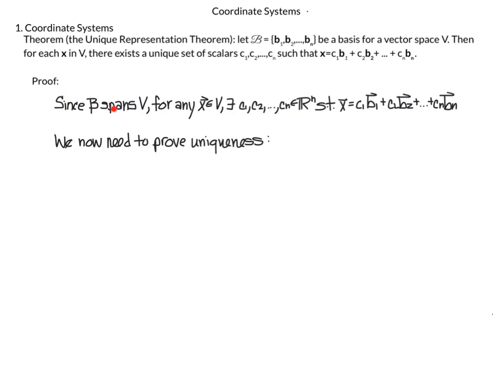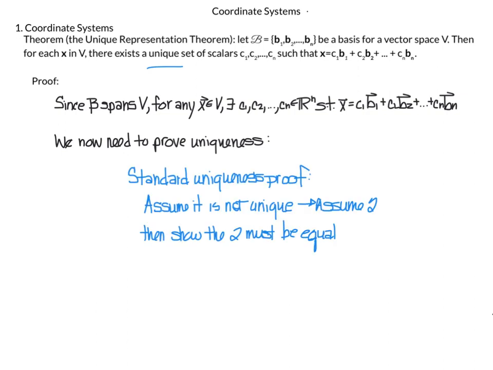The first part of this proof is quite straightforward. Since we know that the basis, this is my script B, spans the vector space V, then for any x in V, there exist scalars such that x is a linear combination of B. That's just what it means to span. The second part of our proof is proving uniqueness.